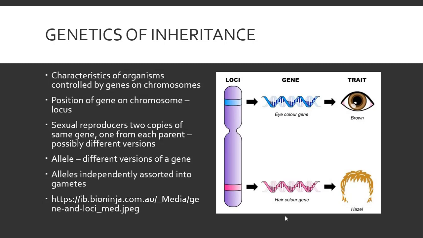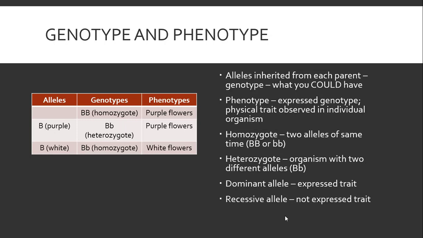The position of a gene on a chromosome is called a locus, and sexual reproducers, so organisms that have two different parents, get two copies of the same gene, one from each parent, and sometimes they are different versions. Alleles are those different versions, like blue eye versus brown eye. Alleles are independently assorted into gametes. The alleles that are inherited from each parent are the genotype, what you could have. The ones that are actually expressed are the phenotype. So these are the traits that an individual actually shows.